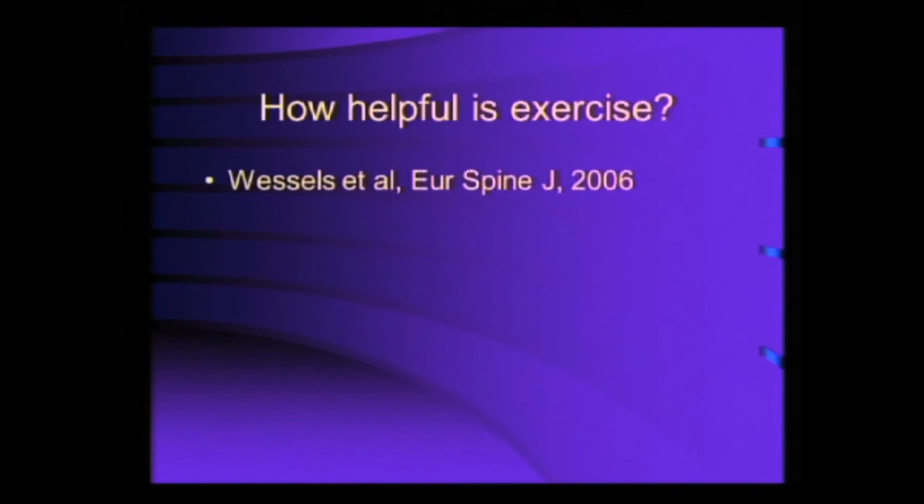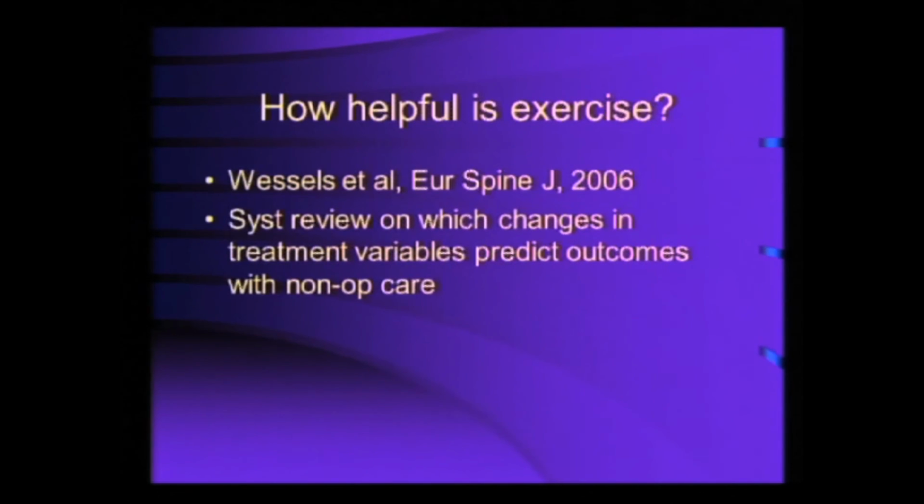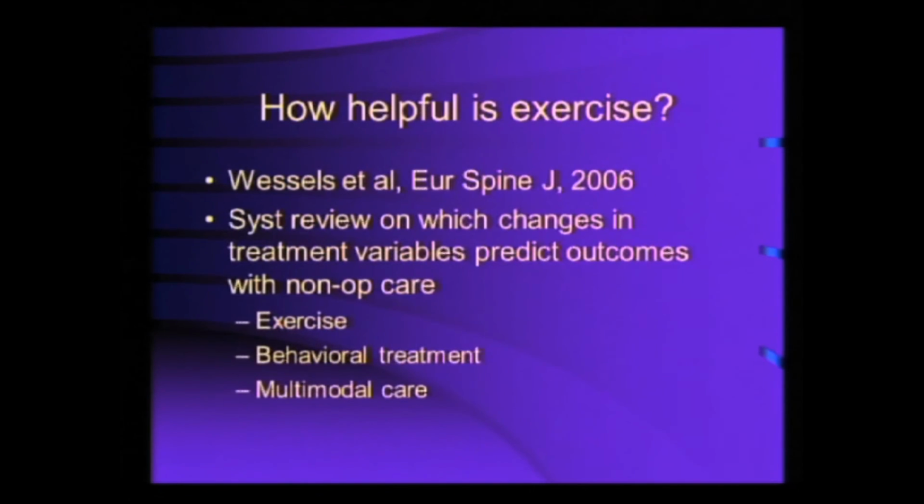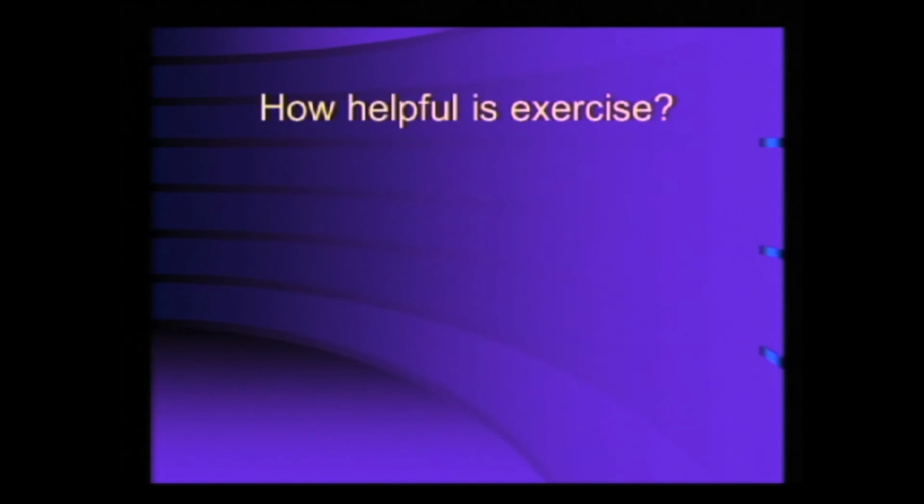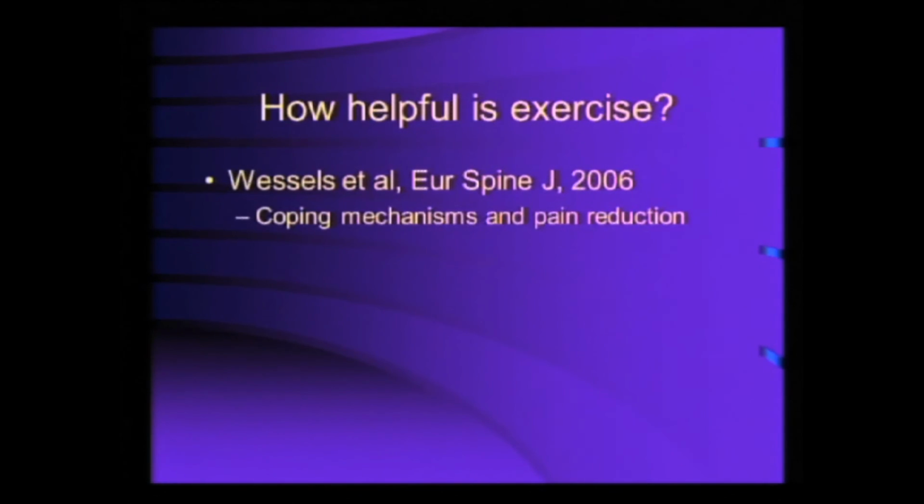So we have some of the same data for exercise that we have for surgery. Vleeming et al. put out a study in 2006, a systematic review on changes in treatment variables that predict outcomes with non-operative care, very similar to our surgical studies. They were looking at studies on exercise, behavioral treatment, and multimodal care. And what they found is similar, that when you have improvement in coping mechanisms and pain reduction, you get decreased disability and increase in return to work. So people can cope better and function better, things go better. Physical performance factors were not linked to improvement. So that means you tried to exercise them to make them stronger. They got better, but it didn't really seem to matter whether you got them stronger or not. This has been found in several other studies.